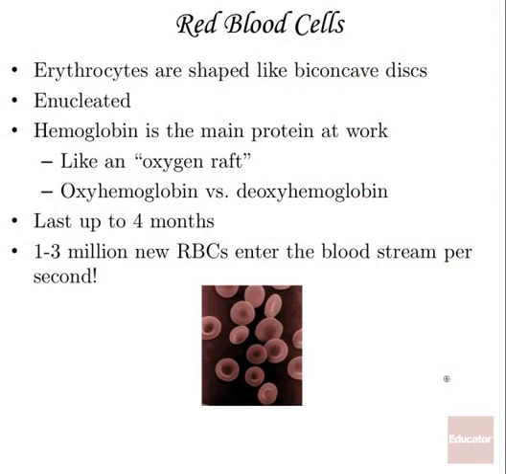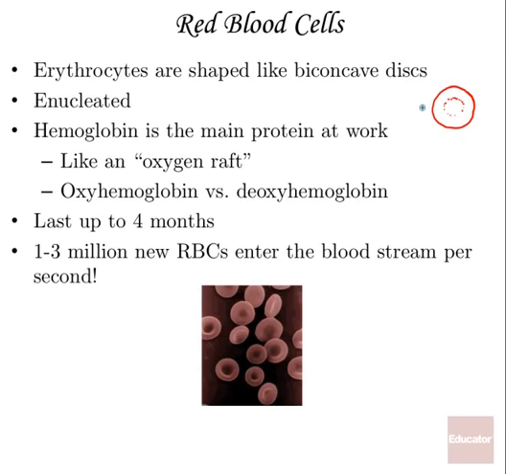Red blood cells, let's start with those first. They make up the majority of the hematocrit of blood. Erythrocytes, the technical term for red blood cells, are shaped like biconcave discs. So here's an image of what red blood cells look like up close. From a superior view of a red blood cell, they should look round, and there's a little indentation in the middle. It almost looks like a donut that doesn't have a full hole in it.